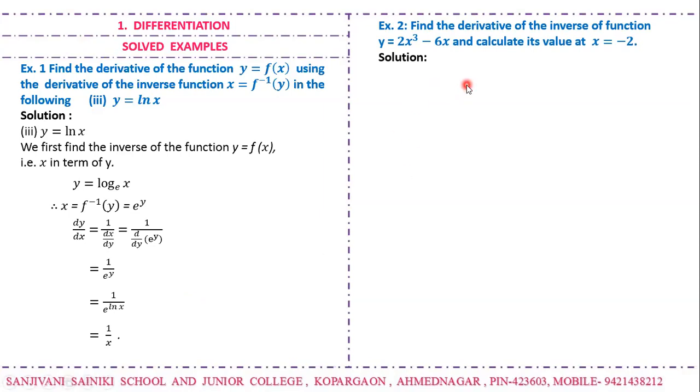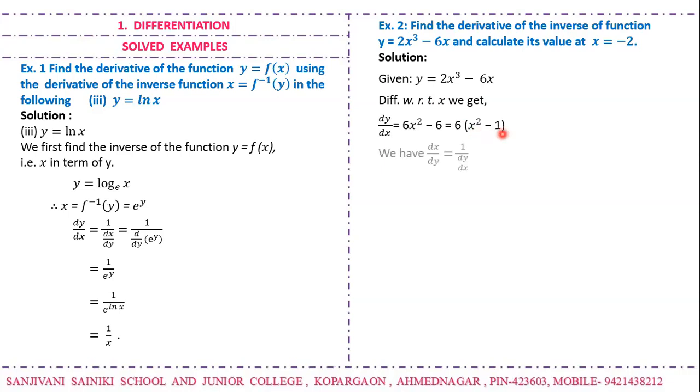Now, finding the derivative of the inverse function and calculating its value at x is equal to minus 2. What is given? Y is equal to 2x cube minus 6x. Now here it is not possible to find its inverse function because one term is x cube and the other is x. So we will differentiate this with respect to x. What is the derivative? 6x square minus 6. We can take 6 common, we get x square minus 1.